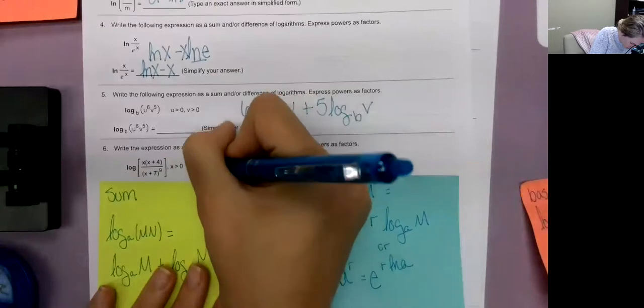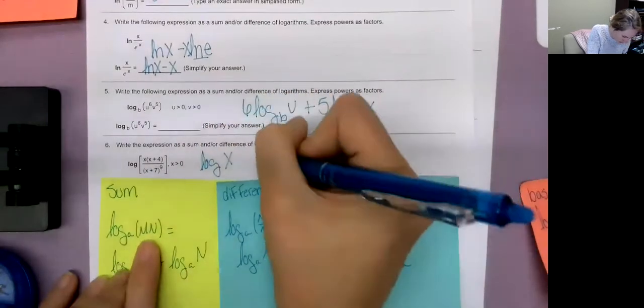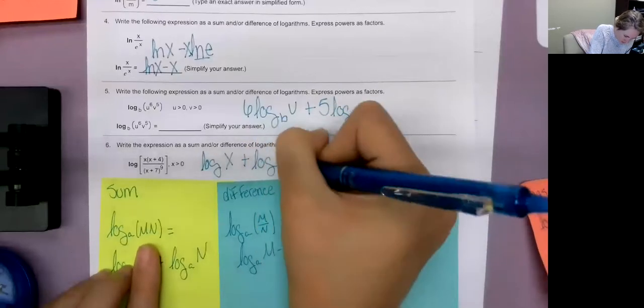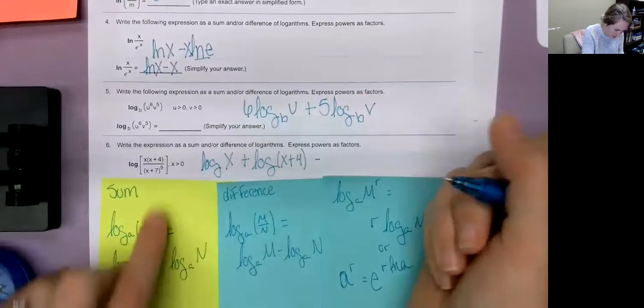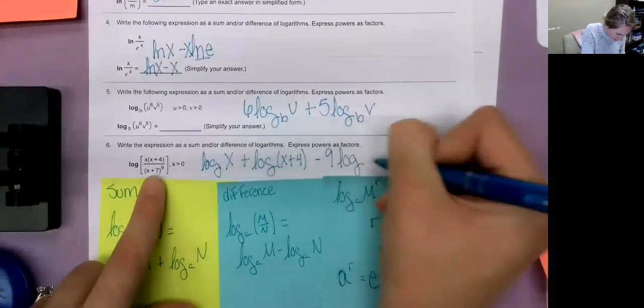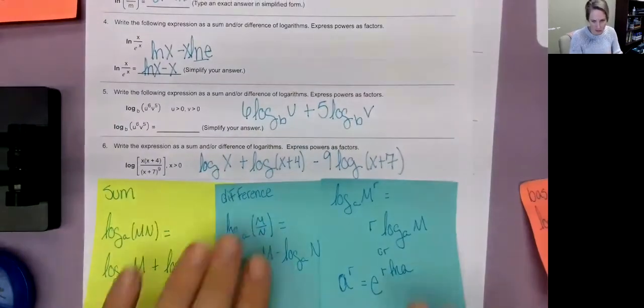So starting at the top, we have log of x, and they're multiplying, so plus log of x plus 4, subtract exponent, 9 log x plus 7. And that's your answer.